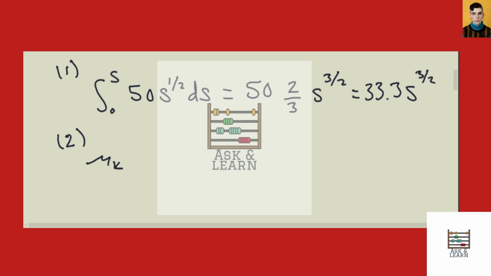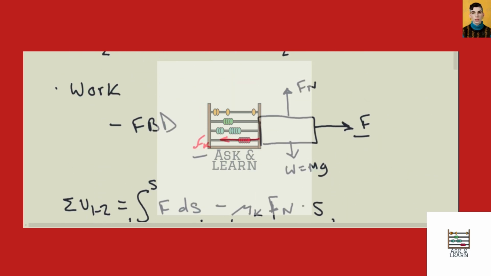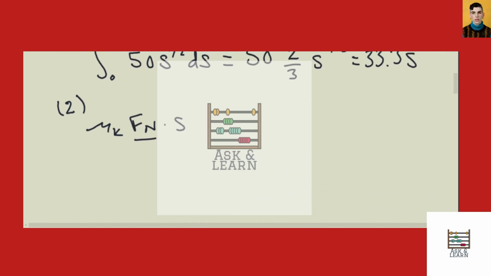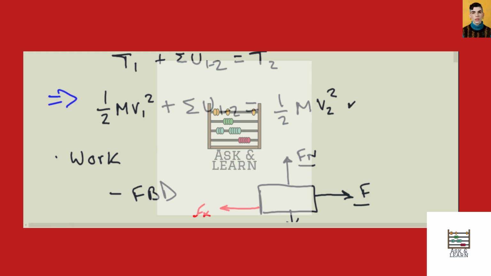Now the second part, again, we had the coefficient of kinetic friction times the normal force Fn times s, but we don't know the normal force. Going back to our free body diagram, the normal force is in the y direction, and the only force in the same direction is the weight of the object. So this becomes mu k times mass times gravity times distance traveled, s. Now we can plug this back into our previous equation.